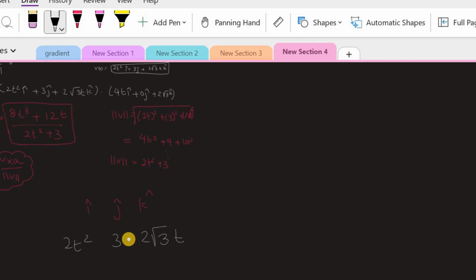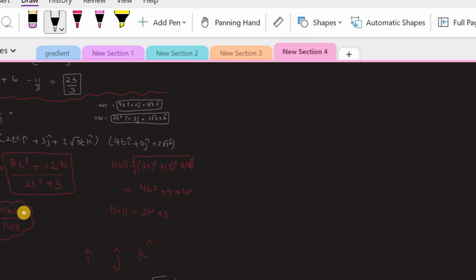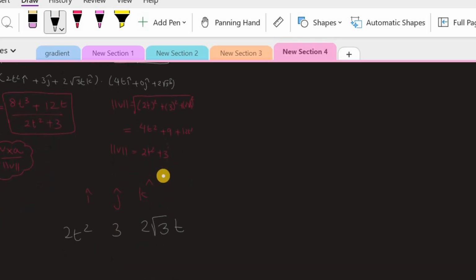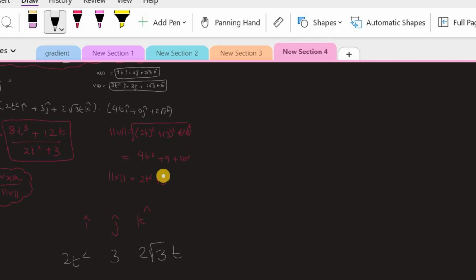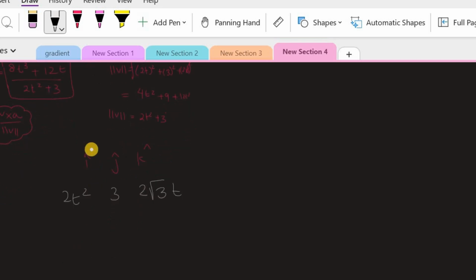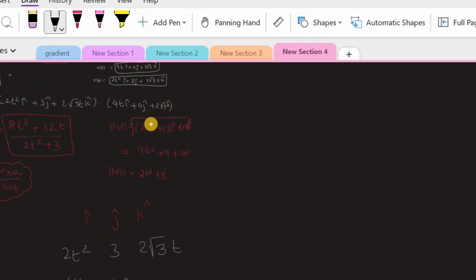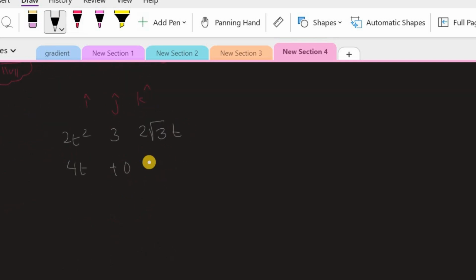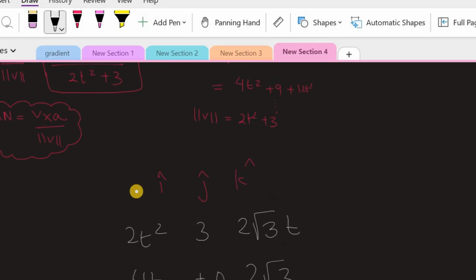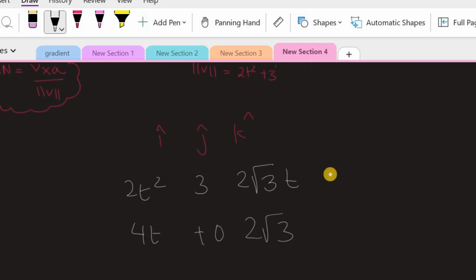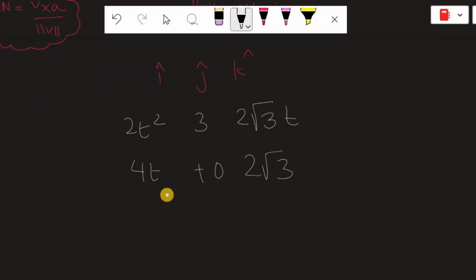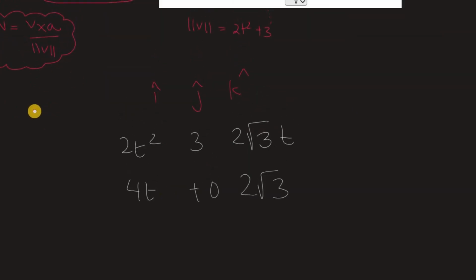And next, what do we have then? So we have acceleration next. So the acceleration, we write it at the bottom. So that's 4t, and then it's 0, and then it's 2 square root of 3. So now this is how we're going to do the cross product of v times a. Okay, so this is simply the setting up of v times a.